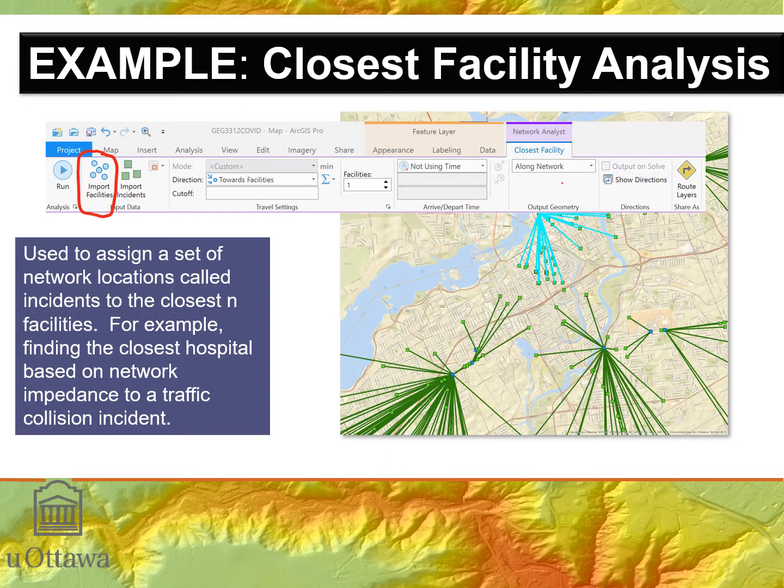Our second example is called closest facility analysis. The idea of a closest facility analysis is very simple. You have locations in space and you want to find the closest facility to those locations. A facility could be a hospital, a clinic, it could be a waste depot, it could be anything in space to which you want to travel to from some set of locations within space. For example, finding the closest hospital based again on the network distance to a traffic collision incident. So emergency vehicle routing, for example, is also an application for closest facility analysis.